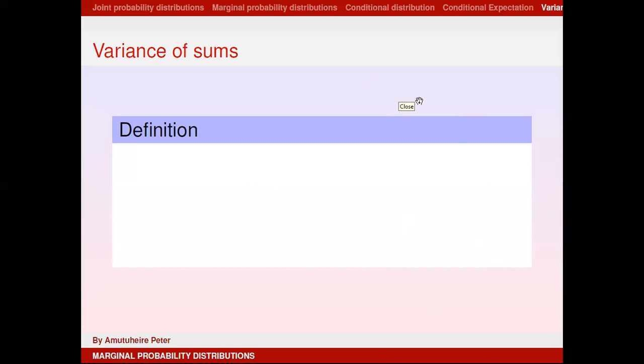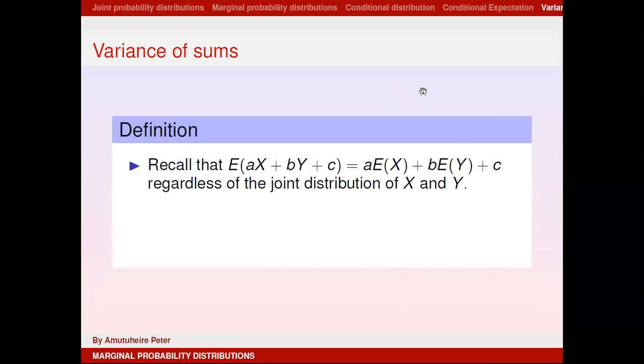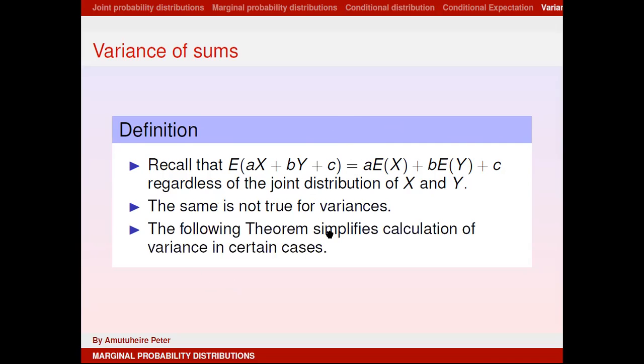Okay, variance of sums. And we start with a simple definition. We recall the other property of expectation, which says that expectation is a linear operator. The expectation of the sum is the sum of the expectations, regardless of the joint distribution of x and y. The same is not true for variances. For variances, we can't have this regardless of the distributions of x and y. So the following theorem simplifies calculation of variance in certain cases.